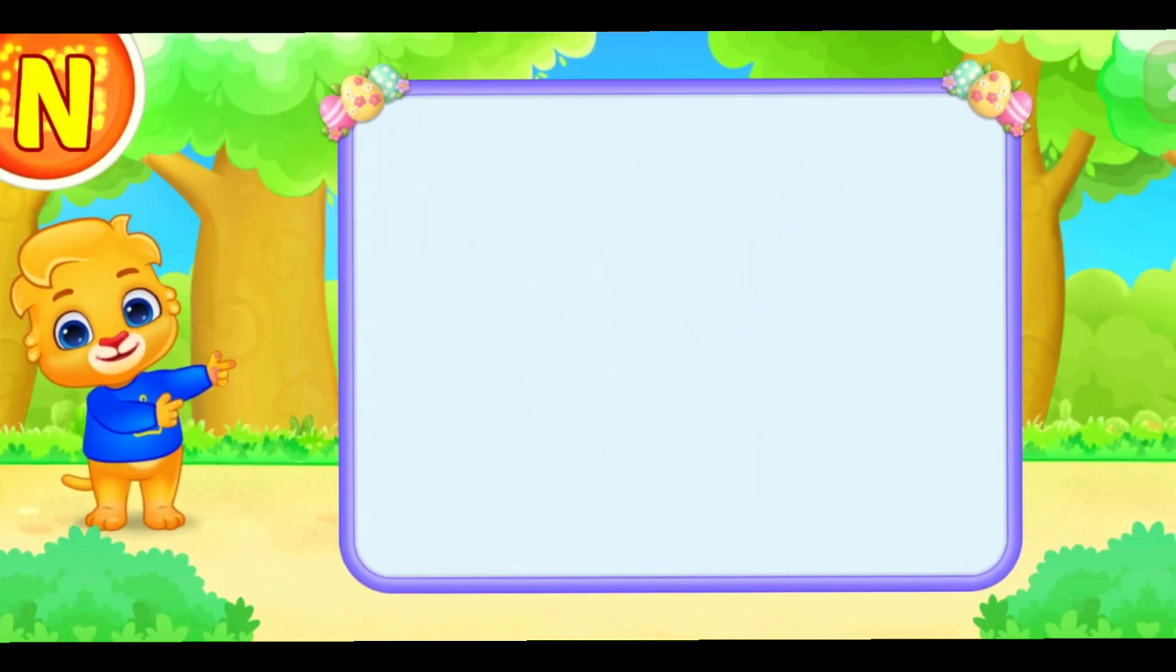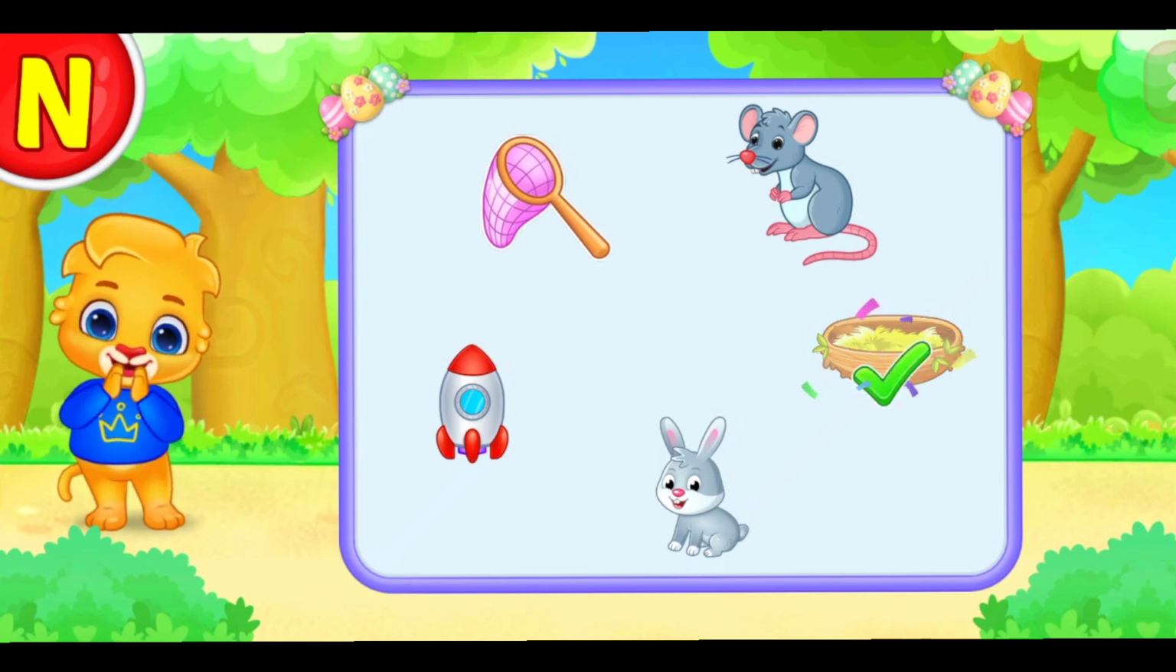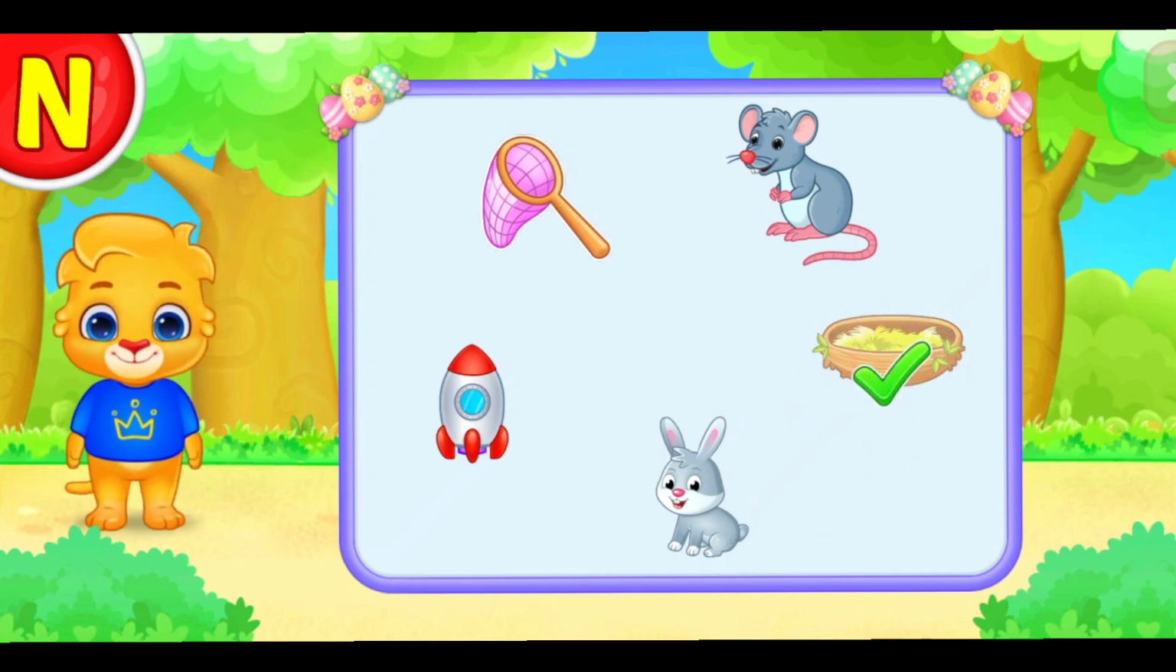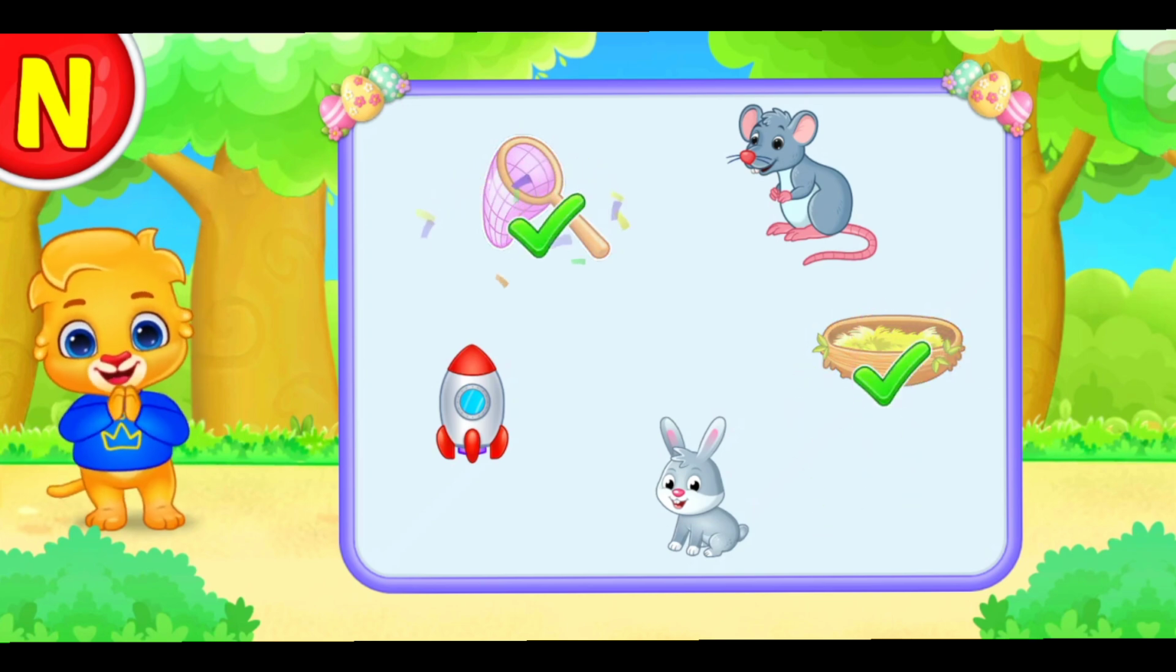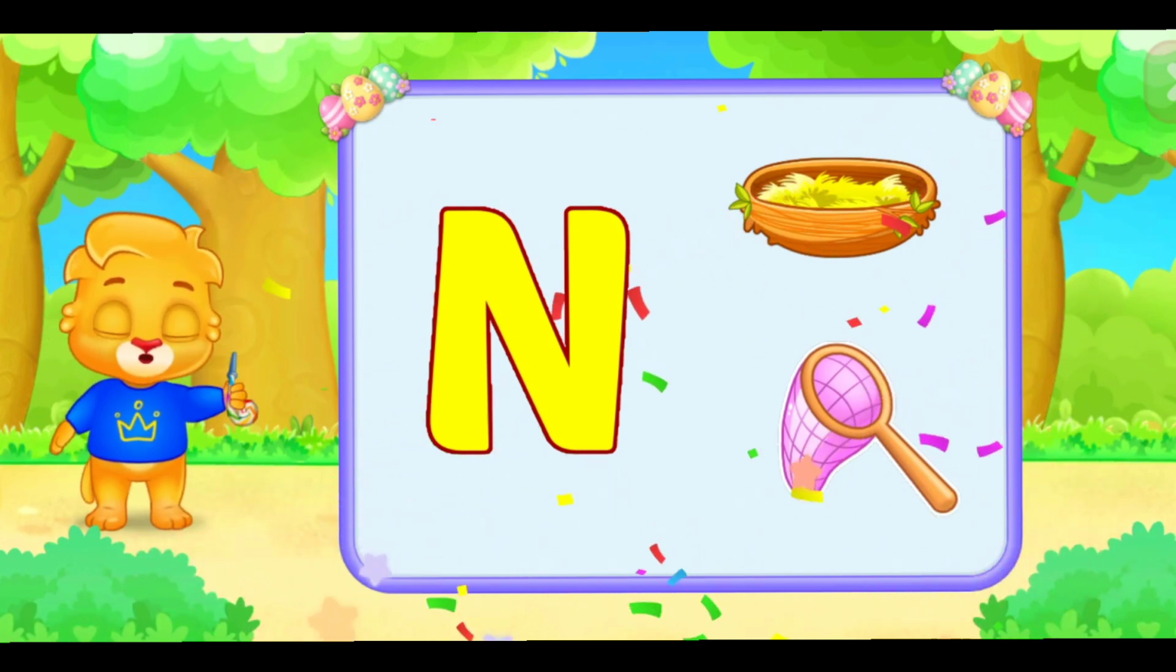Tap the picture that starts with letter N. N is for nest. N is for net. Well done.